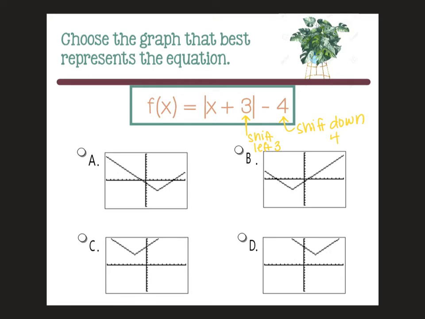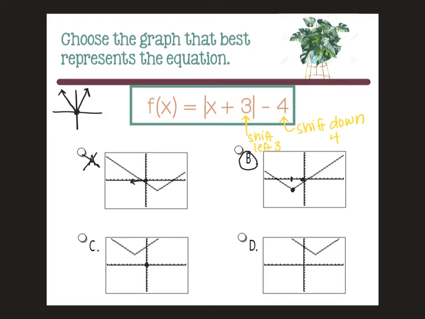So starting off, the graph of absolute value of x, the vertex is always starting at 0, 0. So you kind of just want to put your pencil at 0, 0. And then you want to say, okay, this needs to go left 3. Okay, well, this one did not go left 3, so it can't be A. If I do the same thing, it needs to go left 3. Looks like it did. And then down 4. So this seems like it might be a good choice, but you might want to just double check the rest.